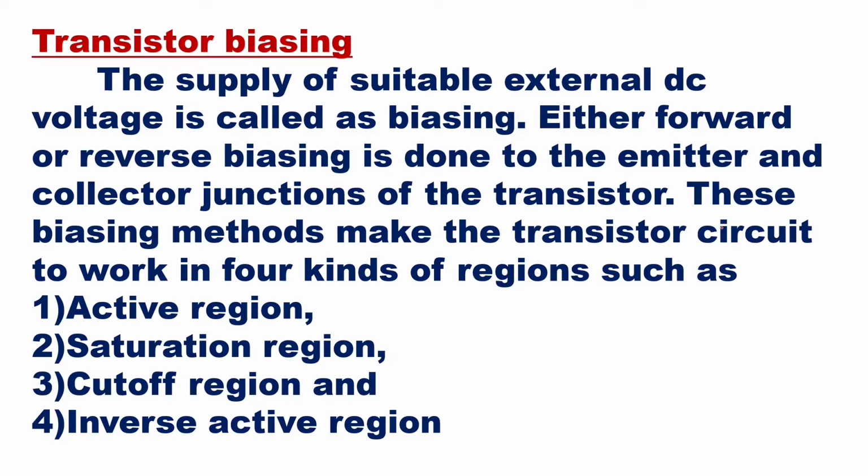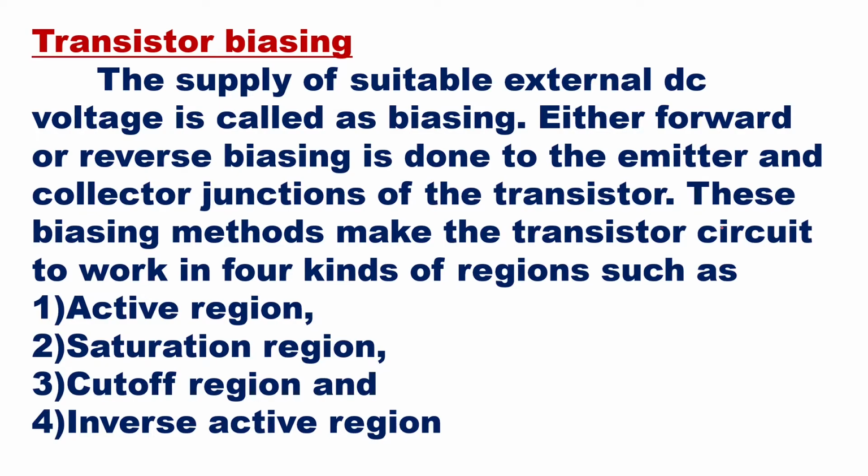How we get these modes of operation depends upon how we are going to apply the DC voltages to the transistor. That application of external DC voltage is called biasing. So what is transistor biasing? The supply of suitable external DC voltage is called biasing. Either the junction can be forward biased or reverse biased. So either forward or reverse biasing is done to the emitter and collector junctions of the transistor.